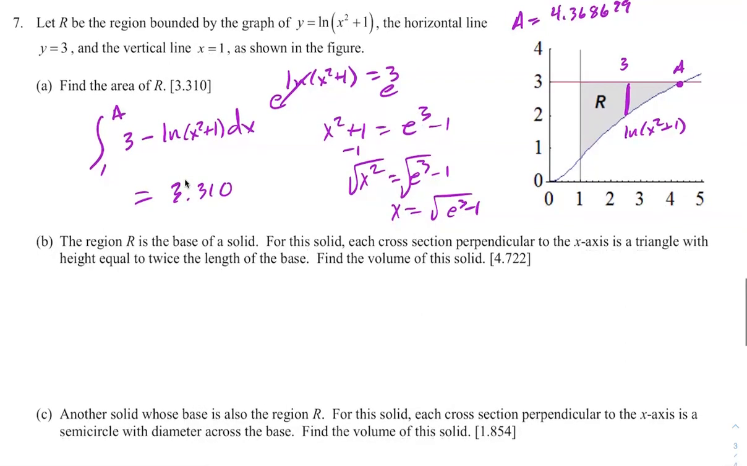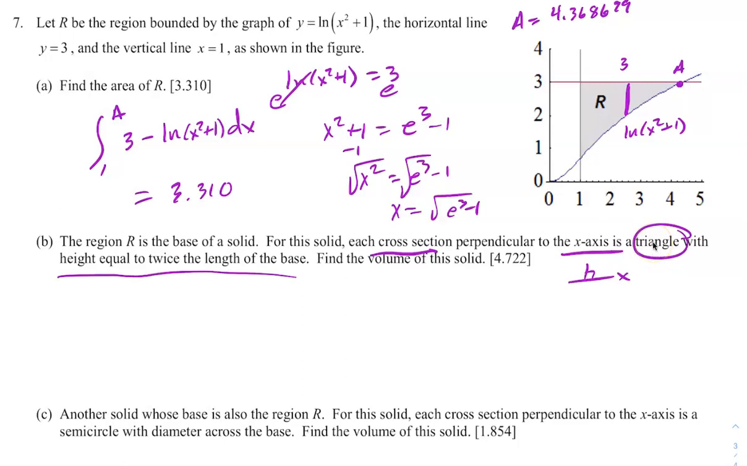Done. Part B. The region R is the base of a solid. For the solid, each cross section perpendicular to the x-axis, so we can go up and down. X-axis means like here's the x, you're perpendicular to it, so you're going up and down, is a triangle with the height equal to twice the length of the base.